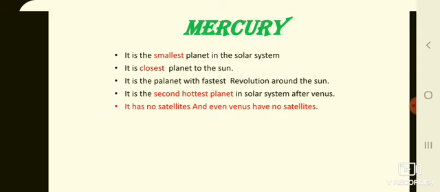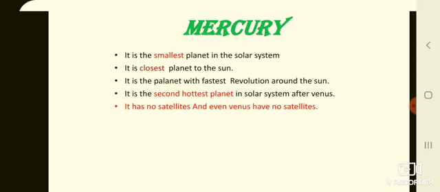Now let us start with Mercury. It is the smallest planet in the solar system. We all know that in the solar system there are 8 planets, and previously there were 9 planets. Since Pluto is not there now, there are only 8 planets in the solar system. Out of those 8 planets, Mercury is the smallest one, and Mercury is the closest planet to the Sun. In my previous video I displayed the image of the solar system. From that image you can make out that Mercury is the closest planet to the Sun.